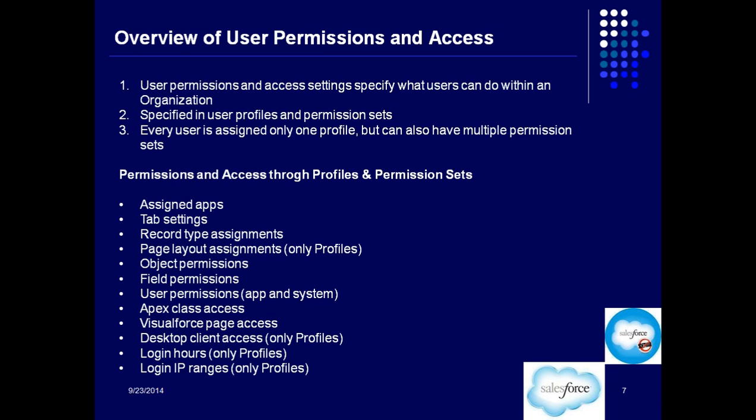Now if I come to you and ask you that I want to restrict a certain app from a user, how do I do that? Your answer should be through profile. If I come and ask you how I want to restrict a certain tab from a user, how do I do that? Your answer should be profile. If I ask you I want to restrict certain records from a user, how do I do that? Then the answer should not be profile. The rest everything should be through profile.